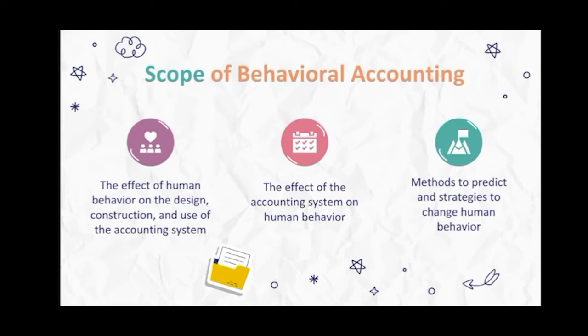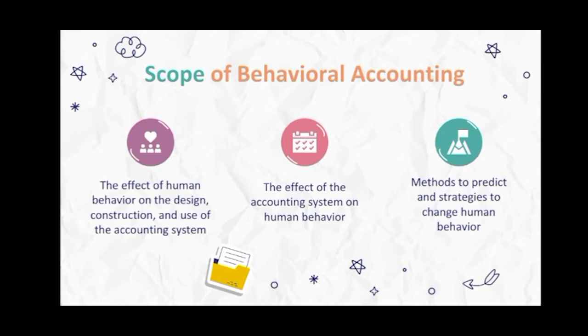The scope of behavioral accounting can be broken down into three general areas. The first one is the effect of human behavior on the design, construction, and use of the accounting system. This area of behavioral accounting is concerned with how the attitudes and philosophies of management affect the nature of accounting controls and the functioning of the organization. For example, managers who are averse to risk will demand different types of financial control systems than managers who are more inclined to take risks. Thus, the looseness or rigidity of accounting controls is influenced by human behavior.